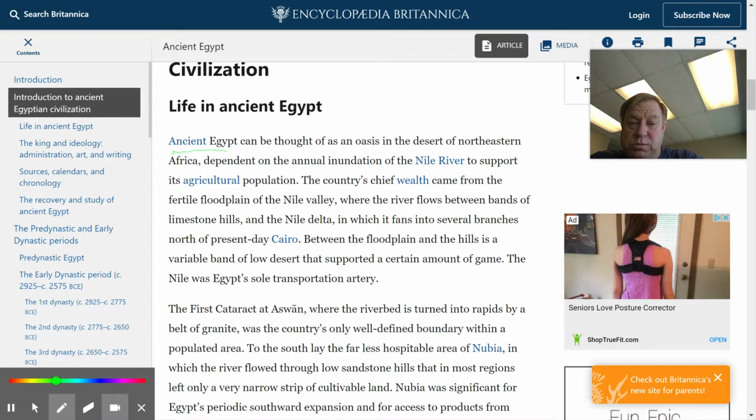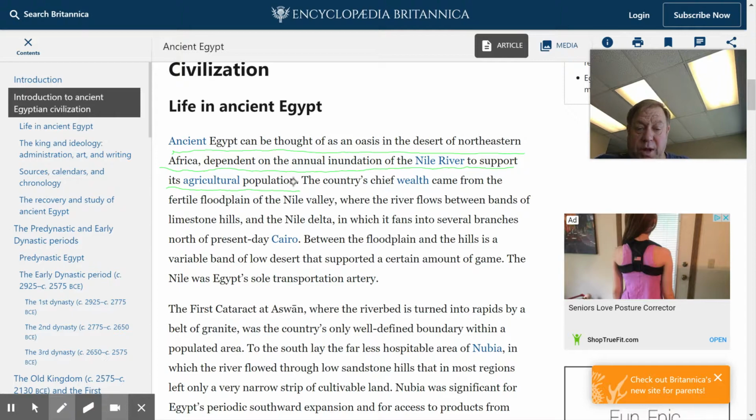So, ancient Egypt can be thought of as an oasis in the desert of northeastern Africa, dependent on the annual inundation of the Nile River to support its agricultural population. Okay, we'll go over that more. Then, the first cataract at Aswan, where the riverbed is turned into rapids by a belt of granite, was the country's only well-defined boundary within a populated area. Okay, and so as we've learned in history before, this idea of boundaries or natural boundaries will be pretty important to any historical story.